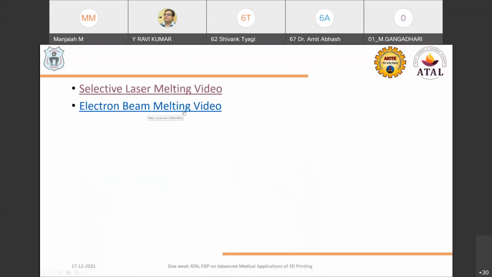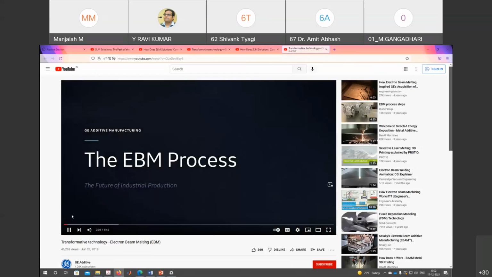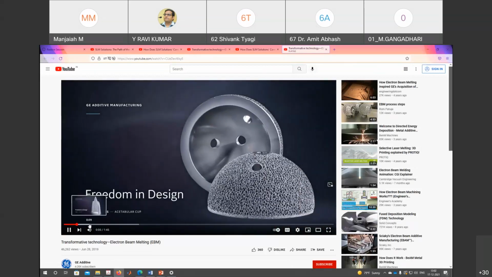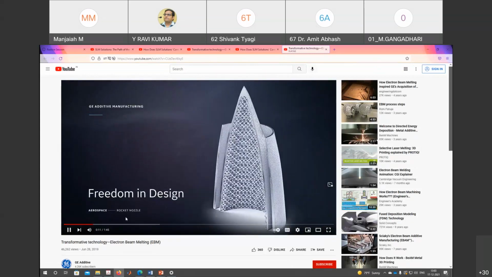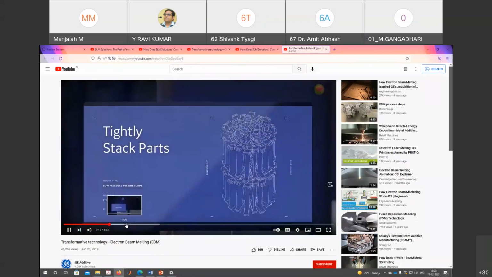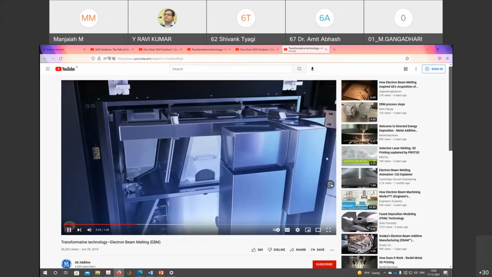And with respect to the electron beam melting process, if you see here how this process works, it works in an enclosed vacuum chamber. It has freedom of design and can make any kind of lattice structures and tightly stacked parts. You can see how this electron beam process works here.